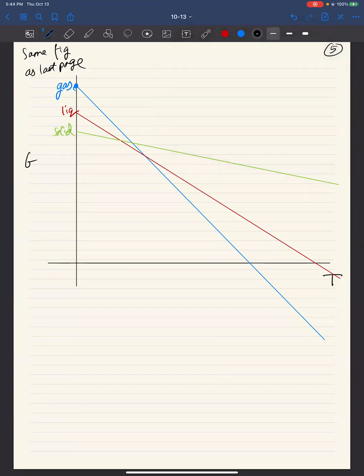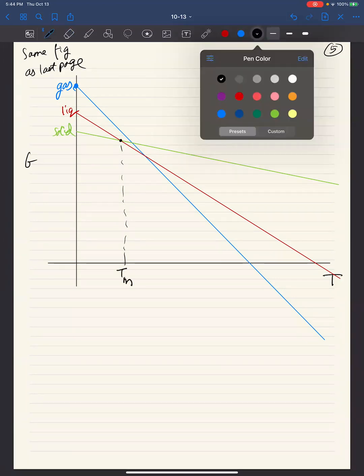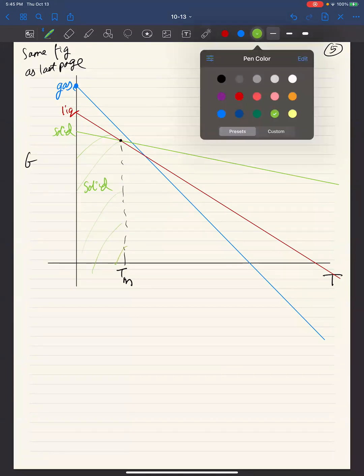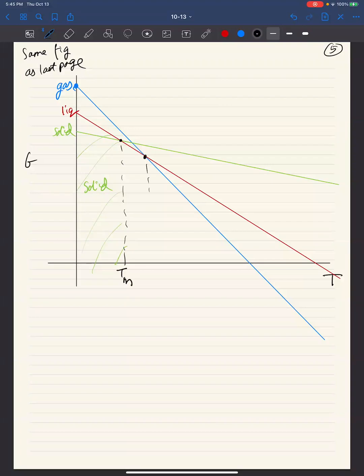Let's look at this curve carefully. Until this temperature, solid has the lowest free energy. Okay, so this is our melting temperature. Until this temperature, the material would like to exist as a solid. Between Tm and this temperature, which is T boiling, liquid has the lowest free energy, right? The red one is the lowest. The red is lower than blue, is lower than green.